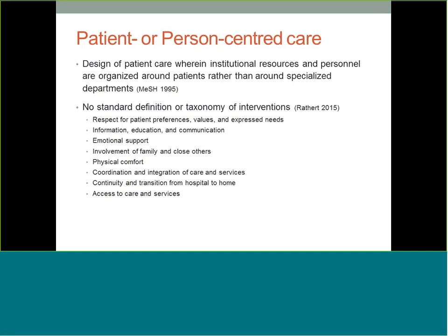Systematic reviews like the Rathert 2015 review and other literature on patient or person-centered care really do not, as far as I can tell, include a standard definition or a taxonomy of what we might consider to be patient-mediated interventions. The bullet list shown in this slide is the list of what is considered patient or person-centered by the Institute of Medicine, and this definition is also used by others. If you look at the list, you can see that maybe the first half of these items reflect informing, educating, involving patients in their own care, whereas the others are more related to the way care is organized and delivered and the way that patients access care.